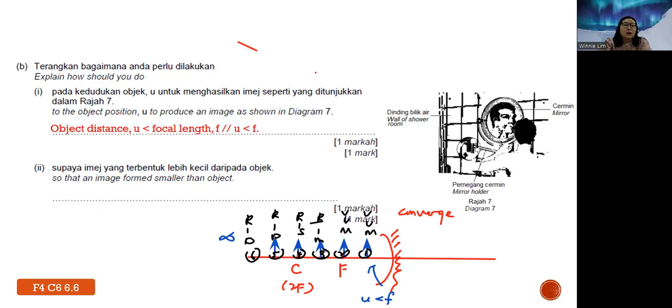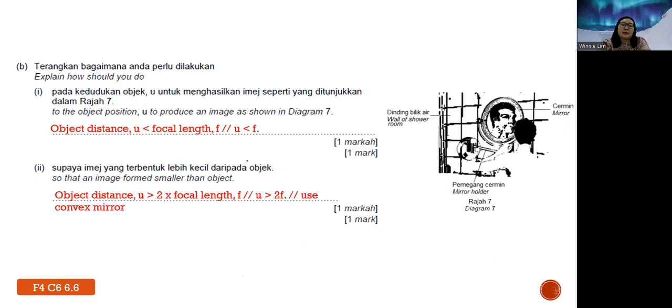And then now you want the image to be smaller. If you want it to be diminished, where is the location of the object? You see my blue arrowhead, it must be more than 2F, right? So the object has to be more than double the focal length, or more than the radius of curvature, because the distance from the point to the center of curvature is called the radius of curvature.